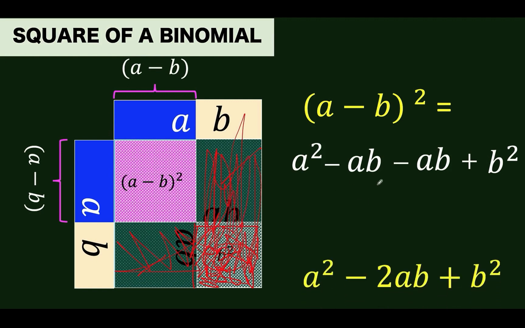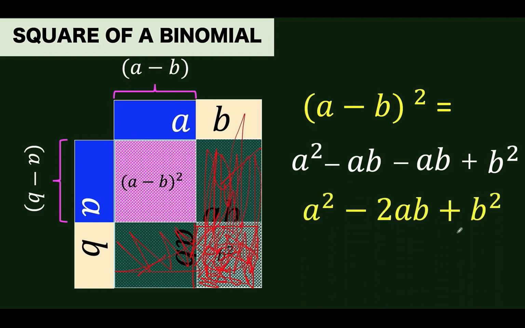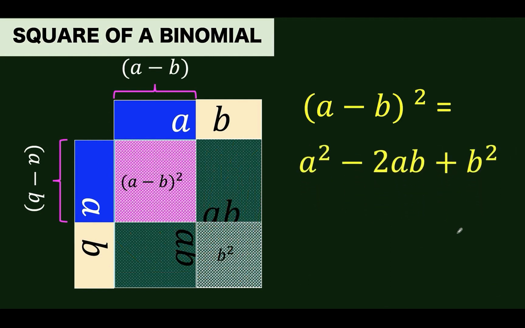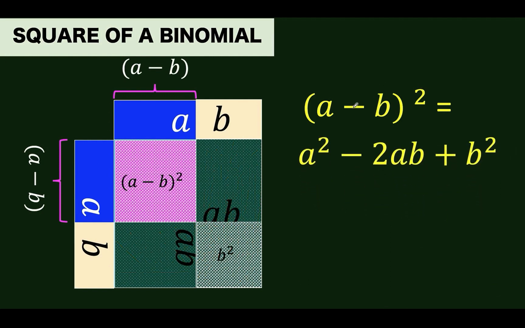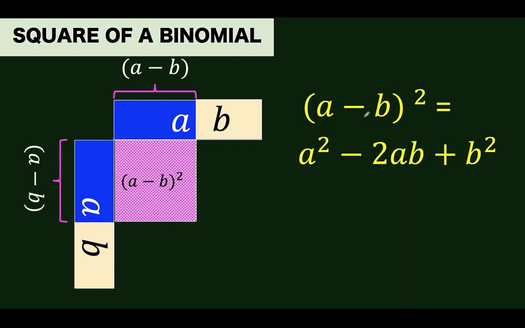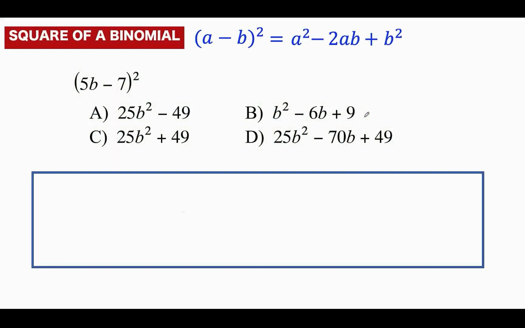And simplifying this, we have A squared minus 2AB plus B squared, which is now the formula for the square of a binomial connected by a minus sign. Now, let's apply this formula. So again, let's copy the formula and let's copy the problem.